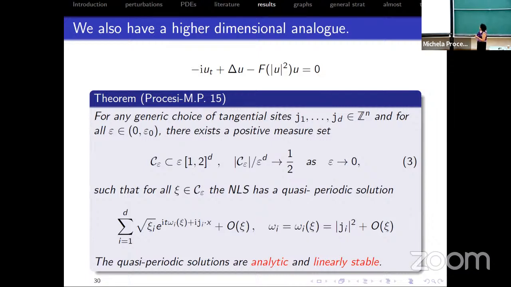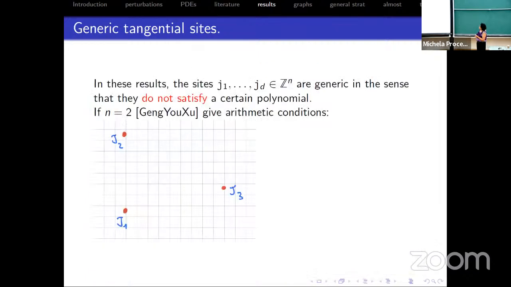let me try to give you an idea, because here the interesting point is what it means that the sites J1, J2, J3 are generic. So in my first example, it was really simple. But in the case of dimension higher than 1, well, it's a big pain in the neck. So it's generic, in fact, in the sense that they do not satisfy a certain explicit but extremely complicated polynomial, in the algebraic geometry sense. But to produce this polynomial, well, it's extremely complicated.